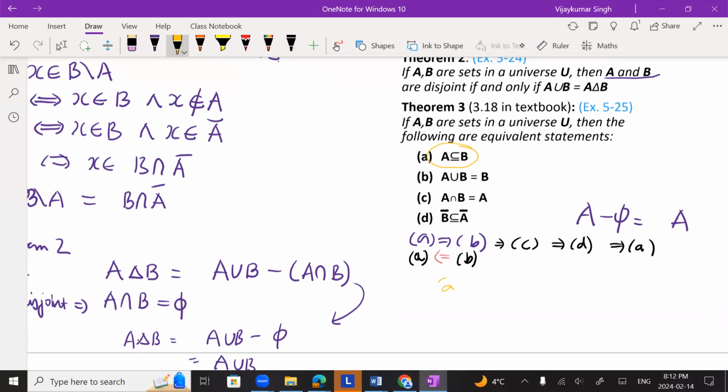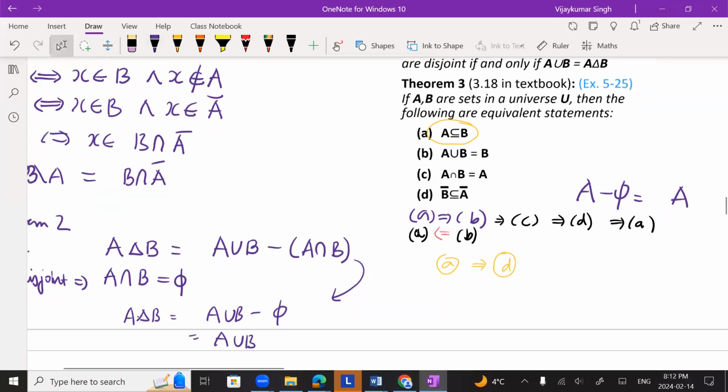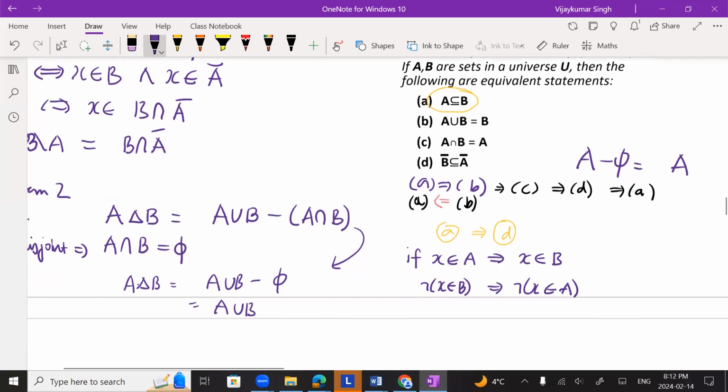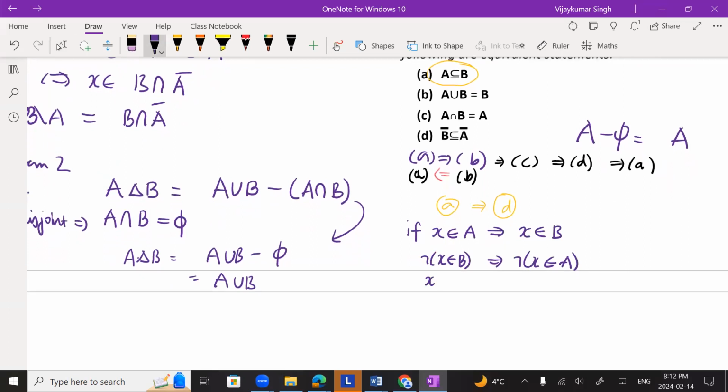But let's say A implies D. This is pretty straightforward. If x belongs to A, this implies x belongs to D. Now, if I use the contrapositive of this statement, which is true, what do I get? x does not belong to D implies x does not belong to A. You agree with that? What is the negation of x belongs to B? It is x does not belong to B, which implies x does not belong to A.